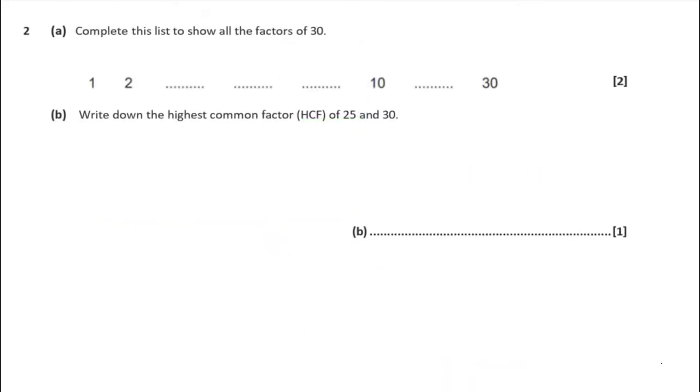Question 2, complete this list to show all the factors of 30. Well, factors come in factor pairs, so 1 times 30 is 30, isn't it? So 2 times what is 30? It's 2 times 15. So these two go together as a factor pair. And then our next factor pair is going to be 10 and what? What times 10 is going to be 30? It's going to be 3.